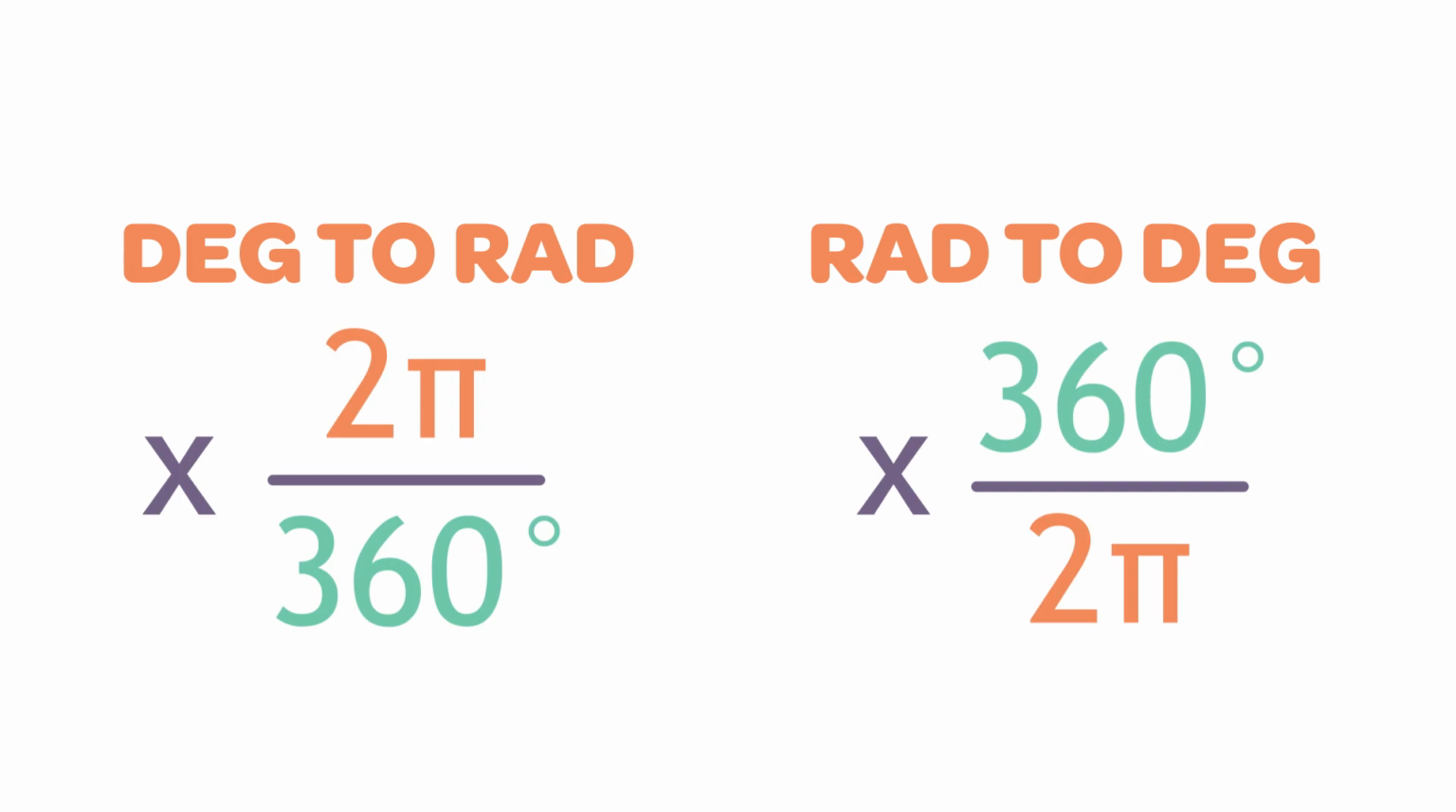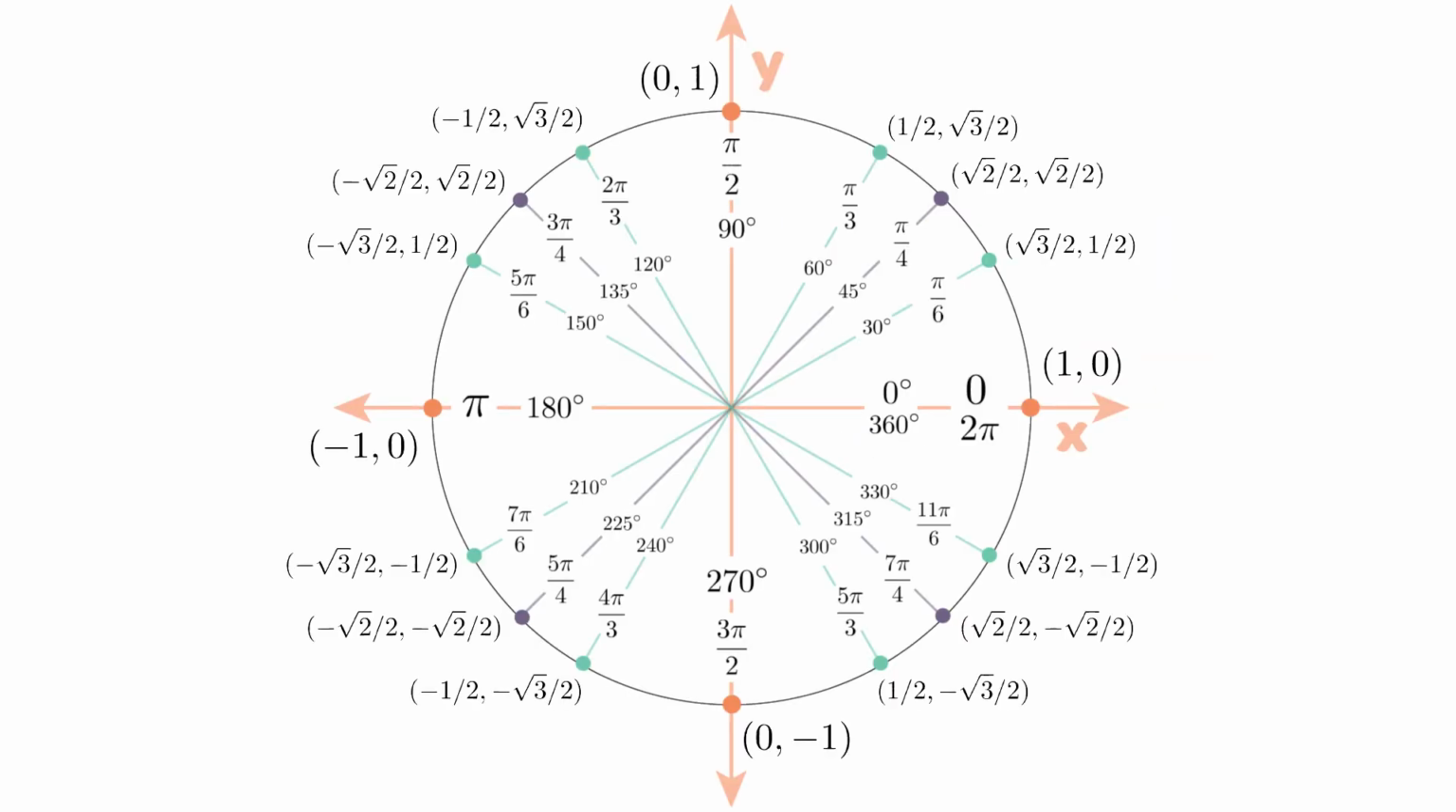If we ever need to convert from degrees to radians, or radians to degrees, we will use one of these two conversions. The one on the left converts from degrees to radians, and the one on the right converts from radians to degrees. Let's go back to the unit circle.